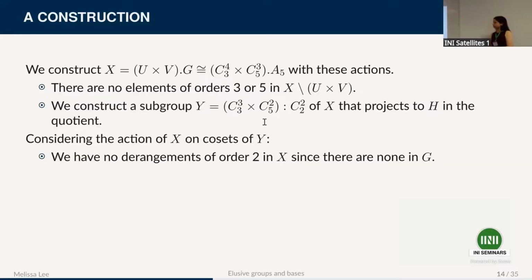Okay. So we have no derangements of order 2 in X, since there are none in G. So we don't get any further elements of order 2 in this extension, so we've just got 3s and 5s here. So we're like, okay, great. No derangements of order 2.